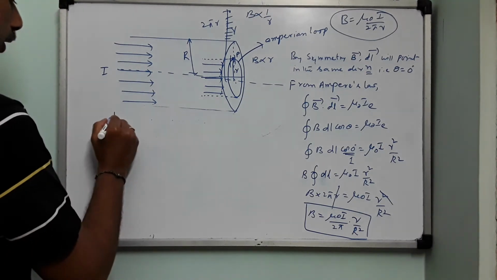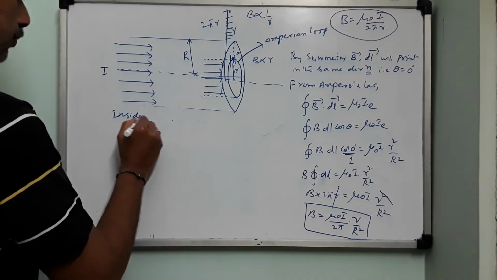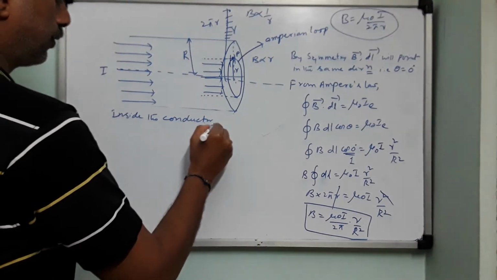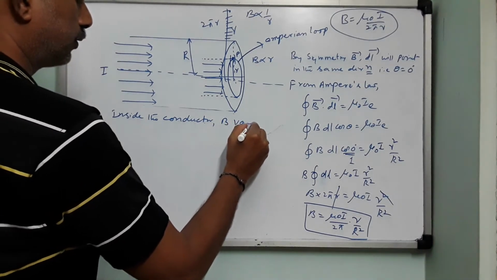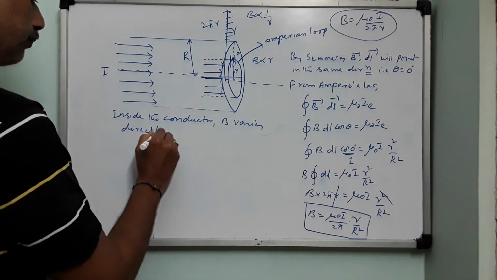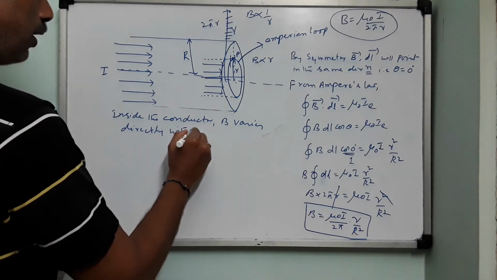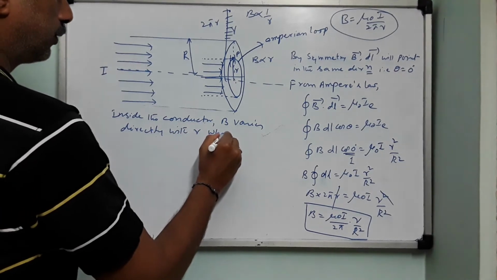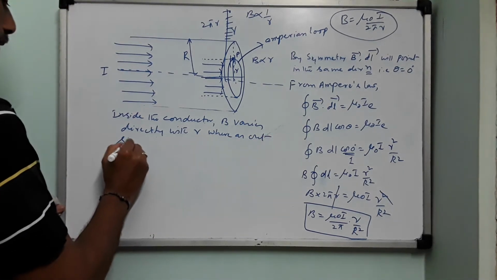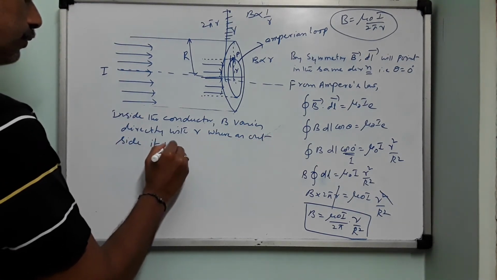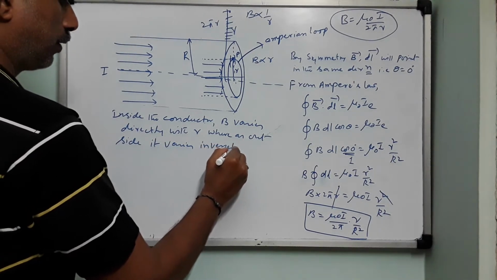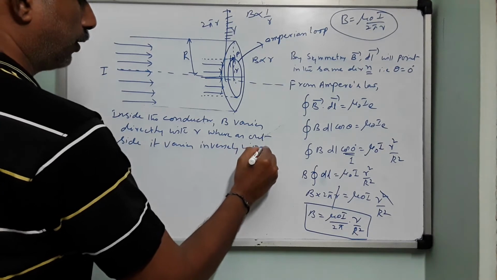so inside the conductor, B varies directly with r, whereas outside it varies inversely with r.